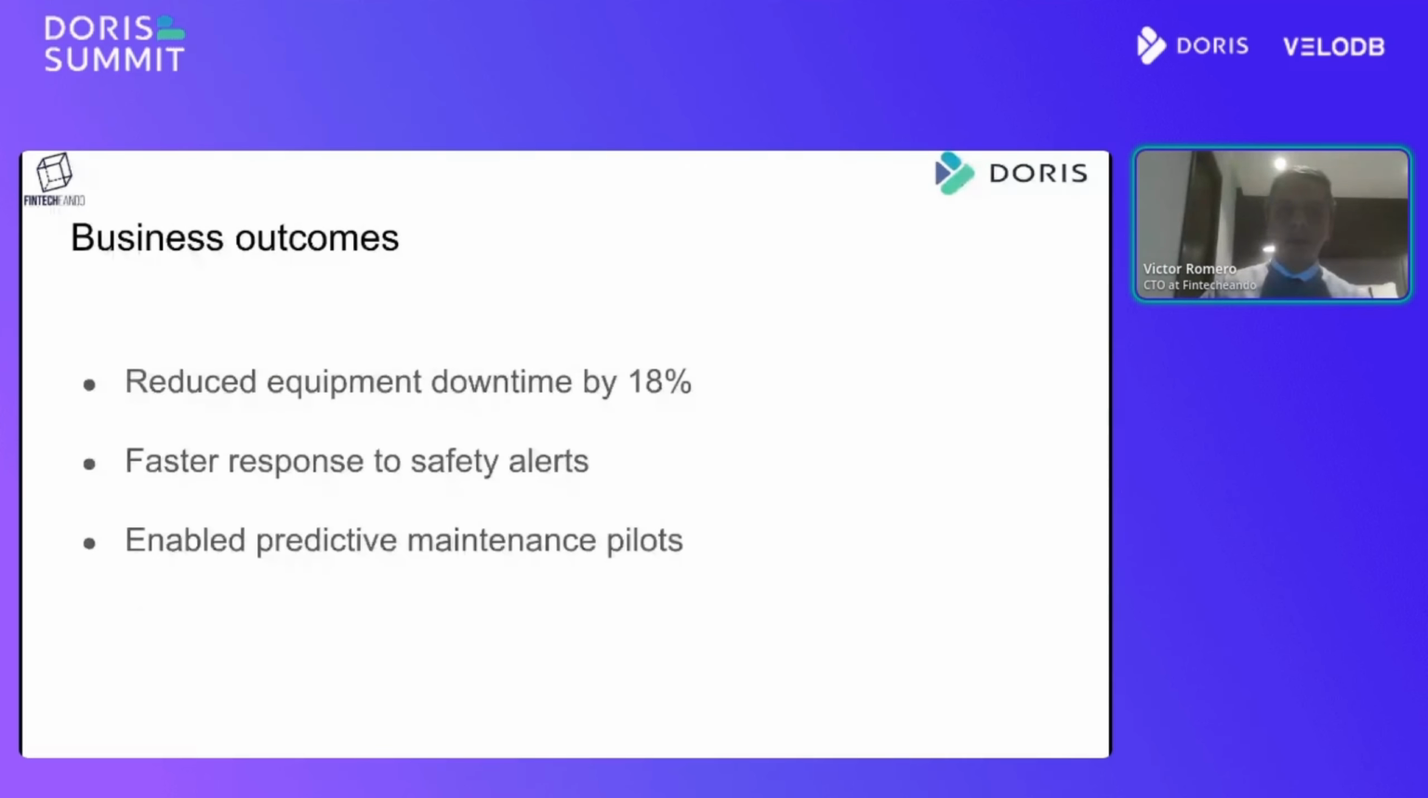And also some of the business outcomes: they reduced equipment downtime by nearly 18%. We have faster response for safety alerts. We have enabled predictive maintenance pilots. This is very important because the maintenance of machines in the mining sector is crucial for continuous operation and also for reducing cost.